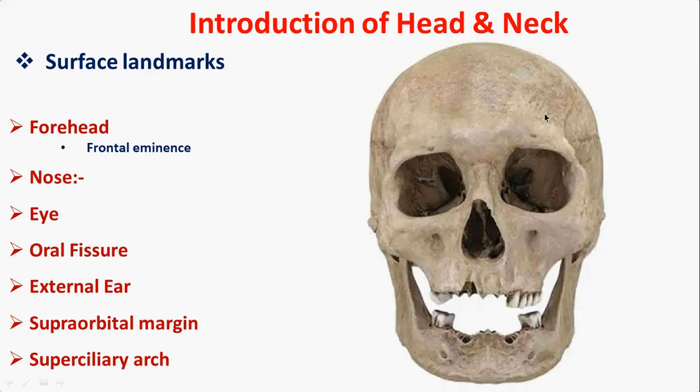Here you can see this part is the forehead. This is the frontal eminence. Nose. We will see the eye, oral fissure, external ear. This is the supraorbital margin. This is the superciliary arch. We will discuss these.